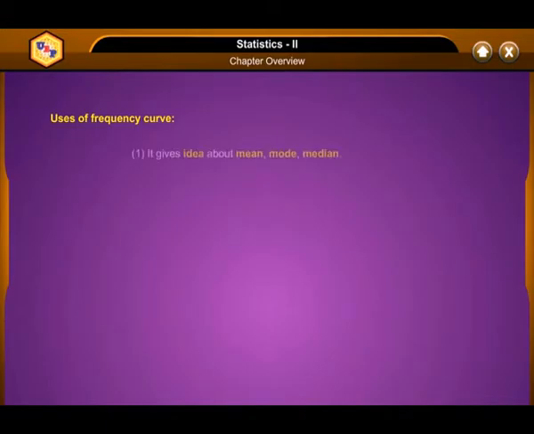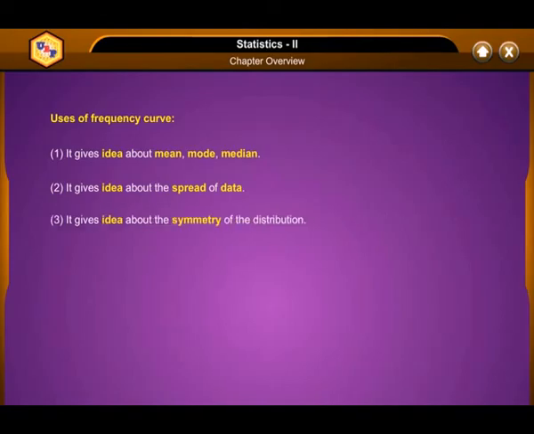Uses of frequency curve. It gives an idea about mean, mode, median. It gives an idea about the spread of data. It gives an idea about the symmetry of the distribution.